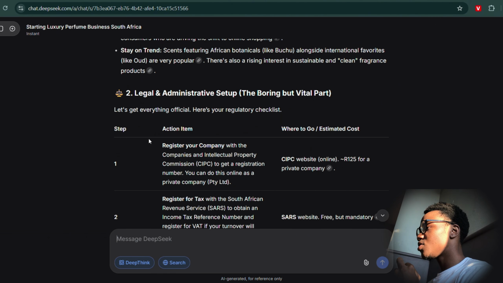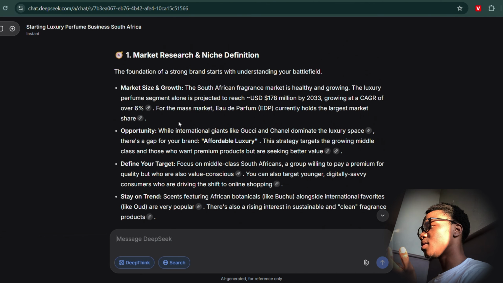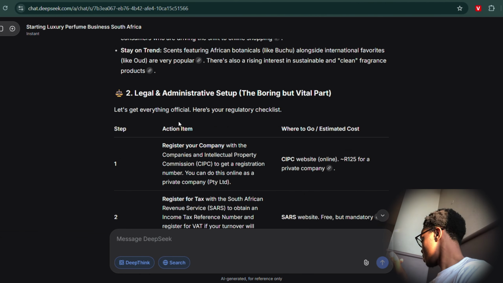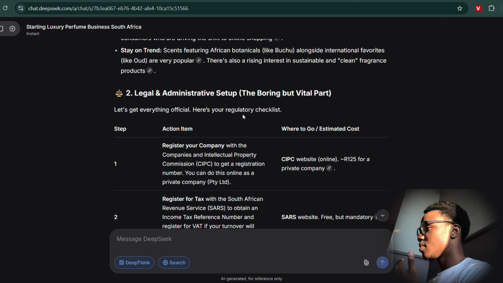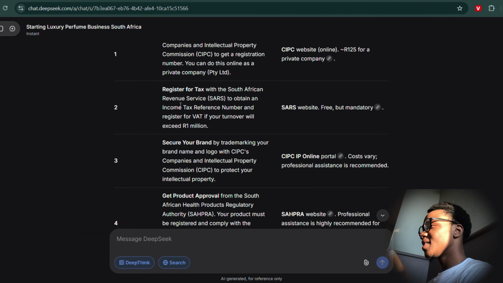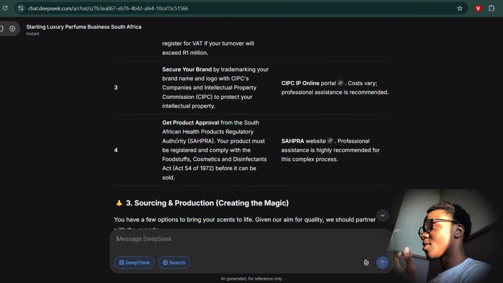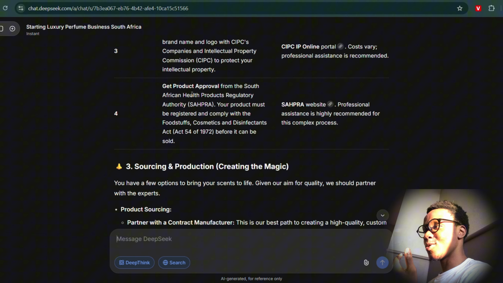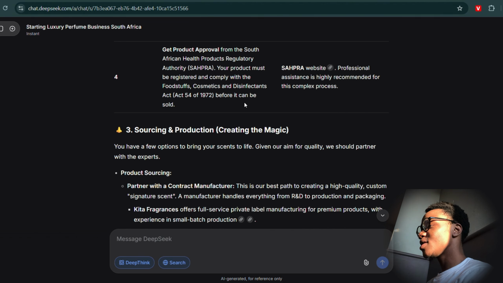Two, legal administration. So it started with market research and niche definition, which is actually quite good because we need to do our research before anything. And then it moves on to the legal and administration setup, the boring but vital part. Action: register company, register for tax, secure your brand, trademarking, get product approval from the South African Health Products Regulatory Authority. Okay. Sourcing and production. Okay, this one is actually going step by step.